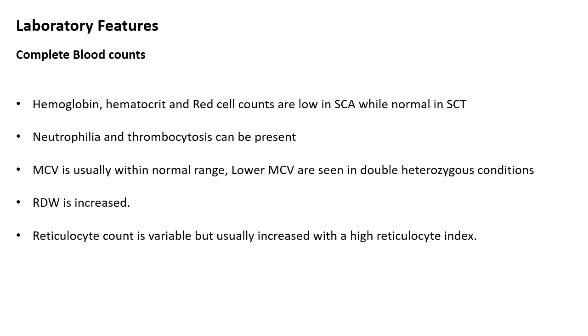Complete blood counts are important. Hemoglobin, hematocrit, red cell counts are usually low in SCA while they would be normal in SCT. Neutrophilia and thrombocytosis can be present. In fact, chronic neutrophilia is a poor prognostic indicator. MCV is usually within normal range, but if there is a double heterozygous with beta thalassemia, then lower MCVs are seen. RDW is increased. Reticulocyte count is variable but usually increased with a high reticulocyte index.